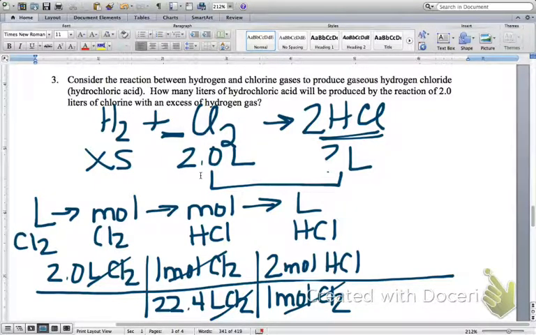All right? Now, if I want to go from moles of HCl to liters, how do we convert moles of a substance into liters? What do we use? What have we been using all morning? 22.4. 1 mole of HCl has what volume?